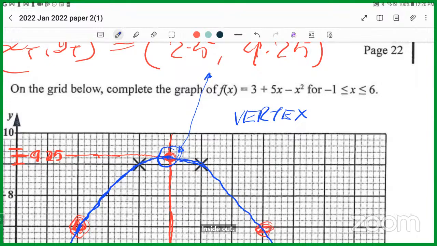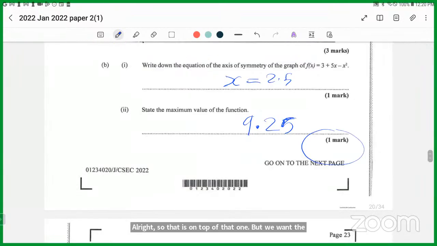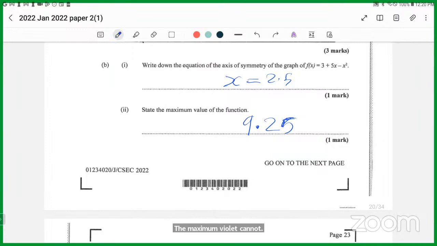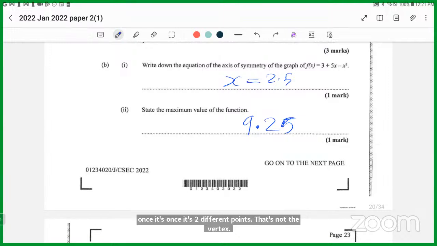All right, so that is the answer about that one. But we want the 1 mark. Don't go put in 9. You put 9 on, I'm not going to give you the 1 mark. So remember, I tell you, the maximum value cannot happen at two different points. Minimum value cannot happen at 2 different points. The graph only has 1 vertex. Once you see a value at 2 different points, that's not the vertex. And a quadratic graph I'm talking about.